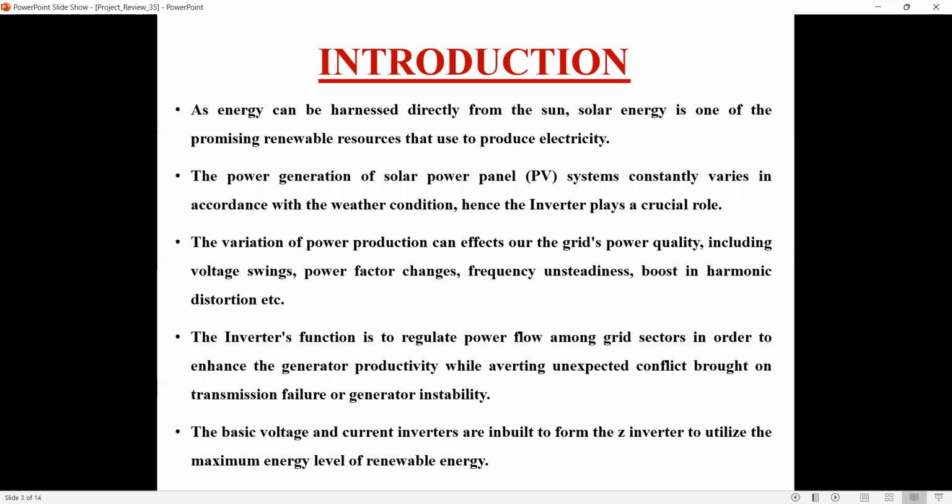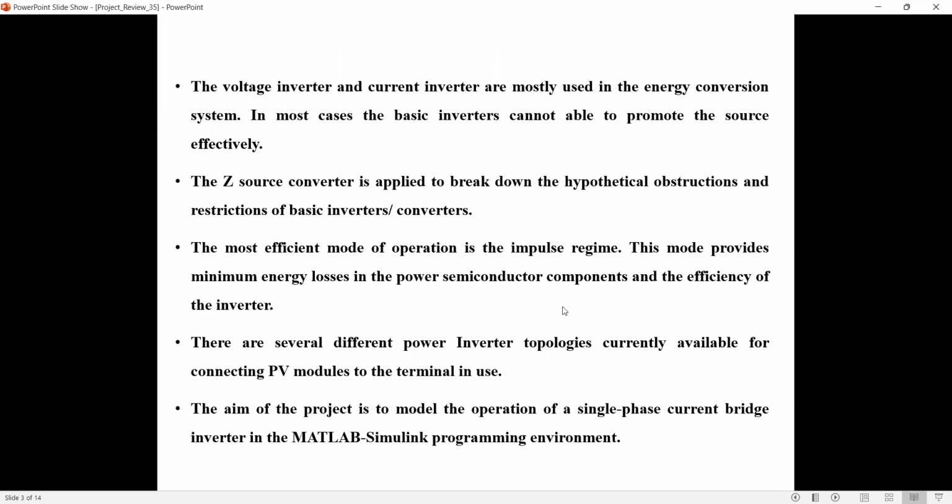The variation of power production can affect our grid power quality, including voltage swing, power factor change, frequency unsteadiness, and boost in harmonic distortion, etc. The inverter's function is to regulate power flow among the grid sector in order to enhance the generator productivity while avoiding unexpected conflict brought on by transmission failure or generator instability. The basic voltage and current inverters are built to form the Z-source inverter to utilize the maximum energy level of renewable energy.